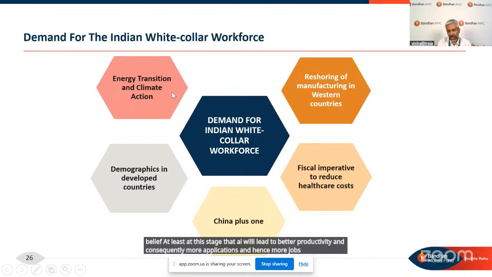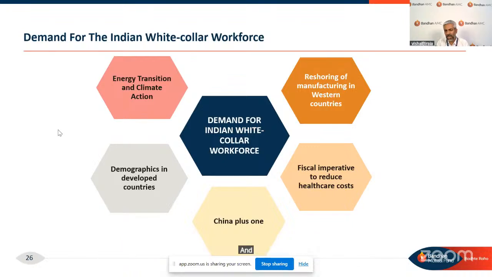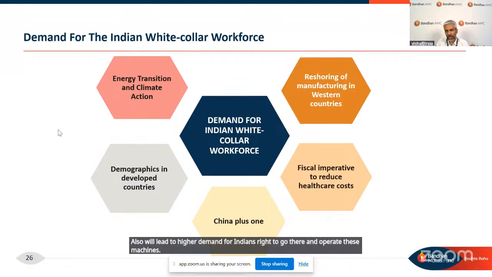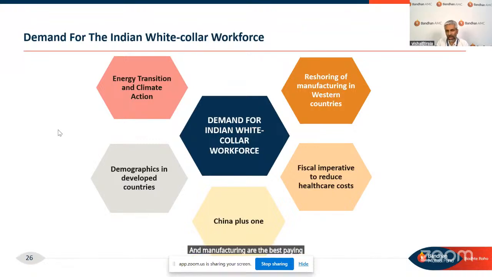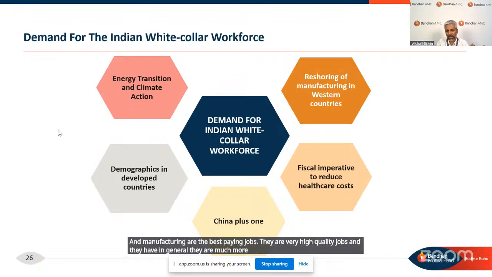So the demand for white collar workforce will remain high because of these factors. And a reshoring of manufacturing in the Western countries will also lead to higher demand for Indians, right, to go there and operate these machines. And manufacturing are the best paying jobs. They are very high quality jobs, and in general the salaries are much higher than services.